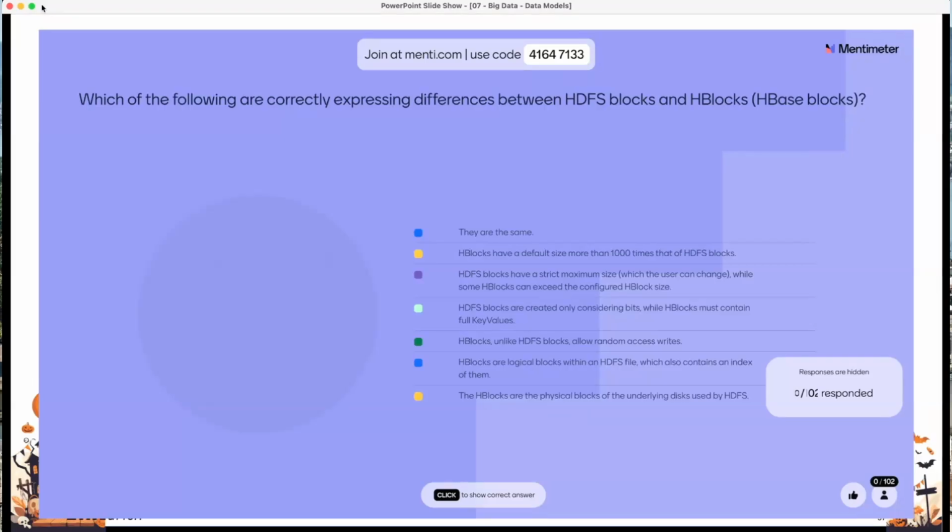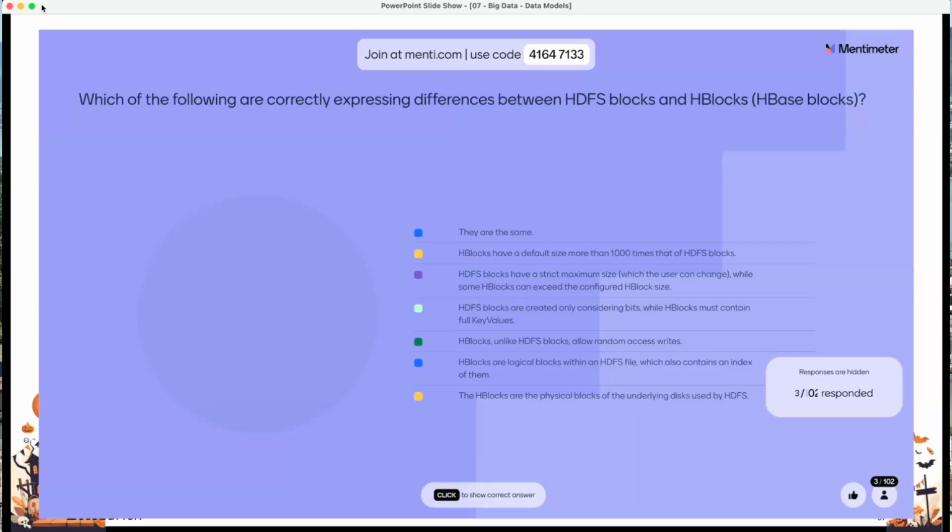Answer number 3, multiple answers possible, right? Answer number 3, we say that HDFS blocks have a strict maximum size that you can absolutely not exceed. That's a strict limit, never more than that, but the user can change it. While some H blocks can actually exceed the configured block size. So there's some elasticity in the H blocks, right?